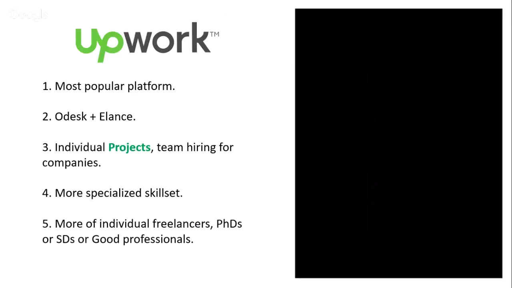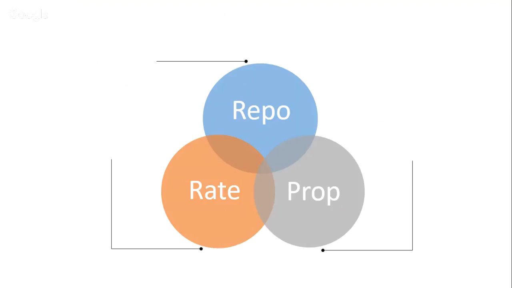Yeah. So what I was talking about. Yeah. So there are three main things that you have to look at in every freelancer community. It is required, and you should take care of these things. Three things. One is repo, another is rate, and the third one is proposal. Sorry for that, because there was less space and all.